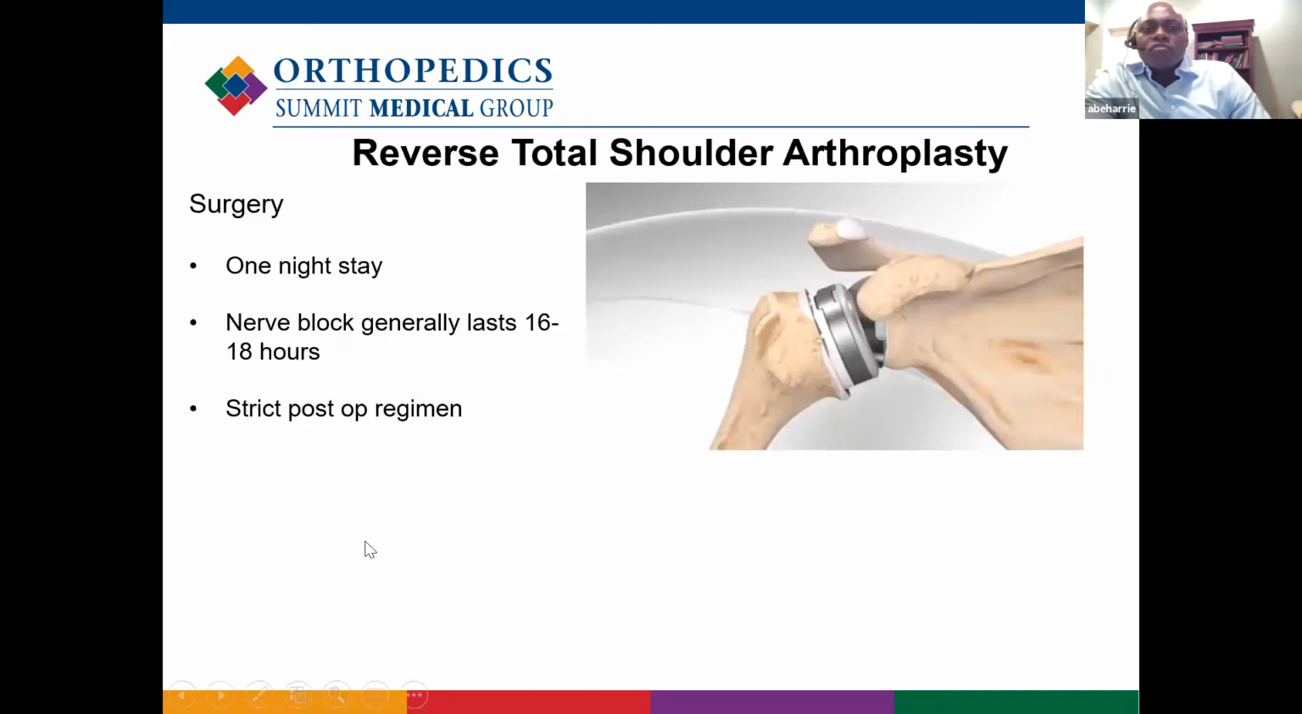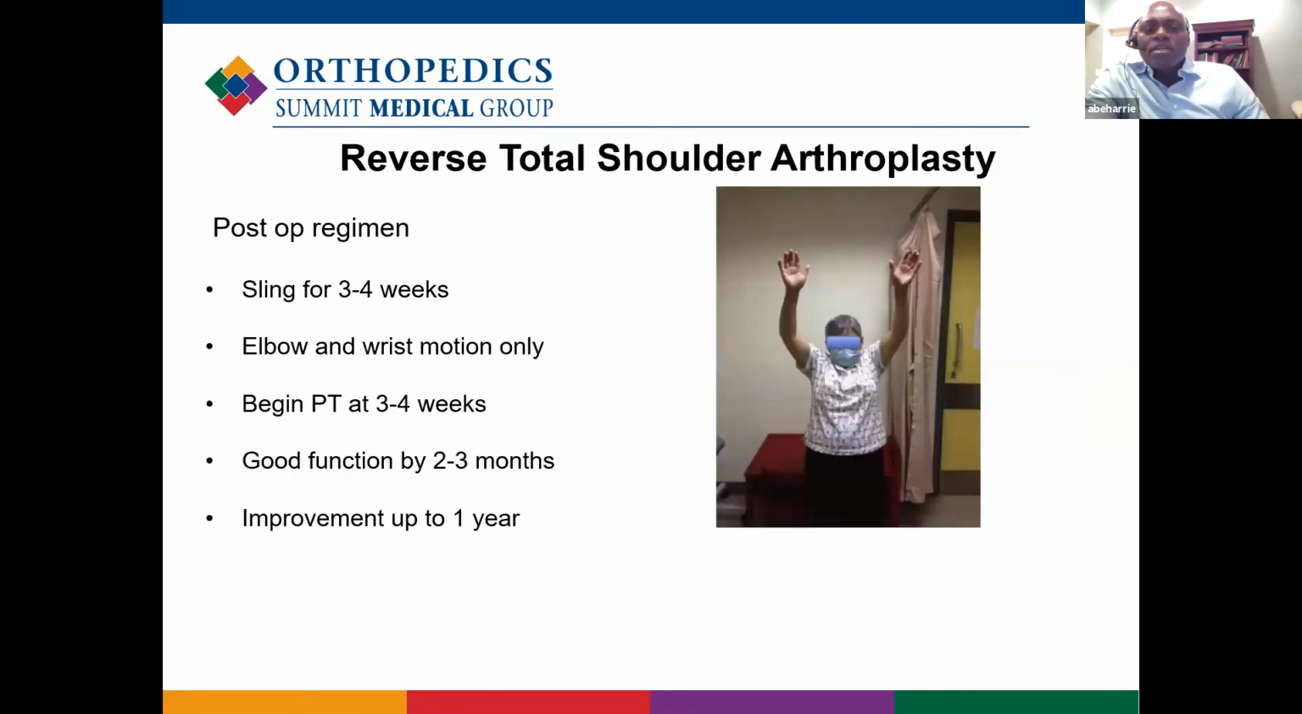When it comes to the surgery, patients typically stay overnight, one night. The anesthesiologist will generally do a nerve block, and that nerve block will provide good pain relief into the evening and sometimes into the next morning. There is a strict post-operative protocol that is followed, and when the surgery is done, patients are placed in a sling, and you're going to be in a sling for a period of 3 to 4 weeks without any movement of the shoulder. That allows the soft tissues and the inflammation to quiet down. During those several weeks, you're allowed to do elbow and wrist range of motion. And then at 3 to 4 weeks, we begin physical therapy to begin range of motion and strengthening.